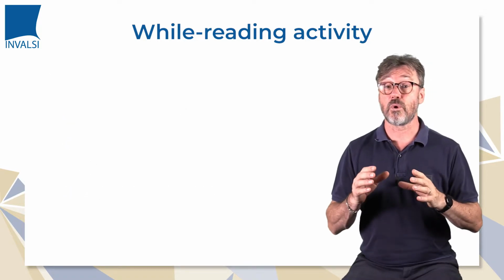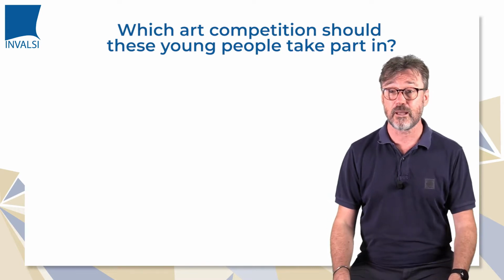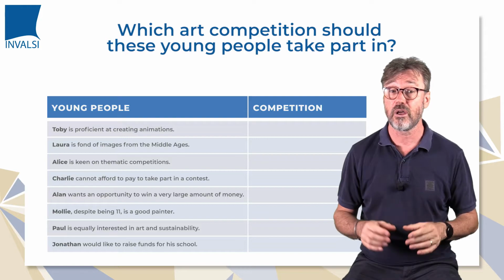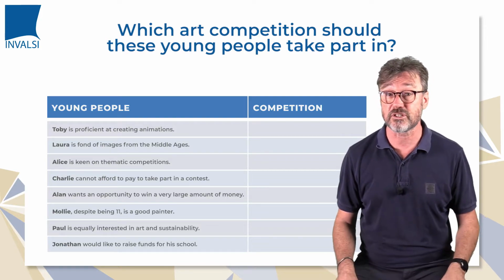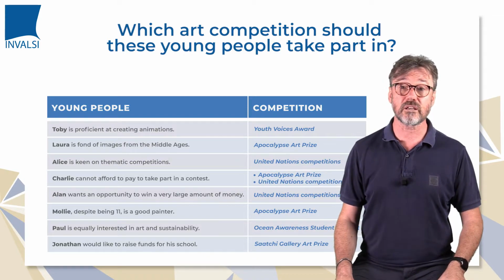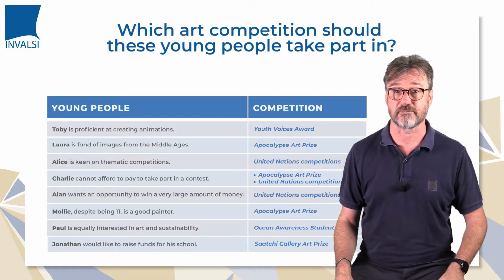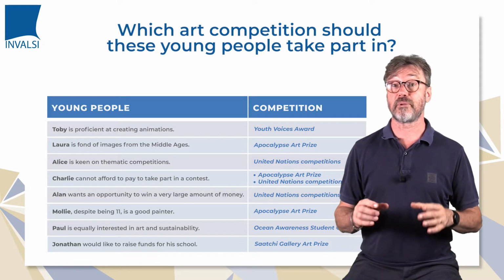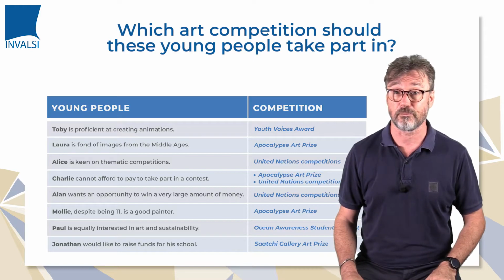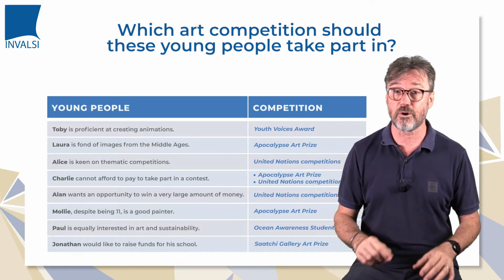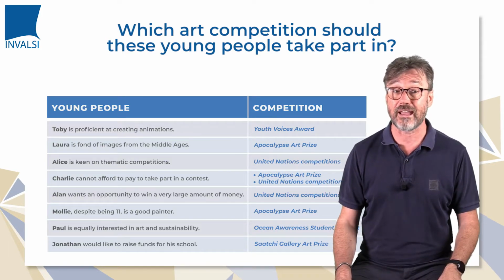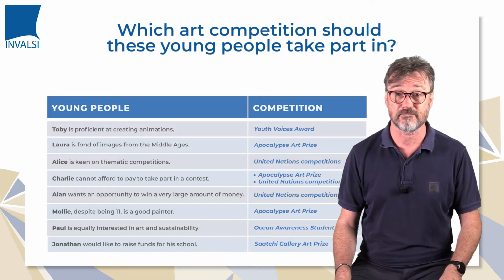Then, students do a longer while reading activity by matching the young people described in the table you can find below with one or more of the art competitions presented in the article. Sometimes more than one competition can fit the person. The task can be completed in small groups and a class discussion may follow. You can now pause the video and use the links below to download the text and the while reading activity with answer keys.